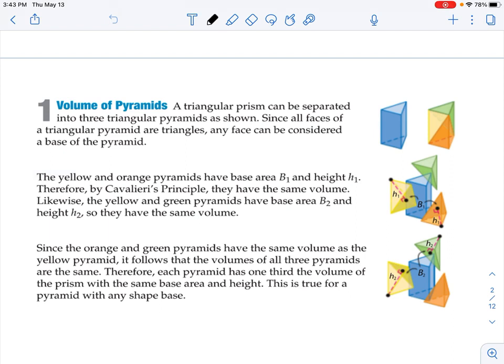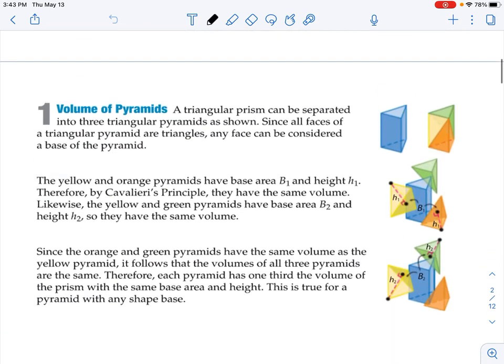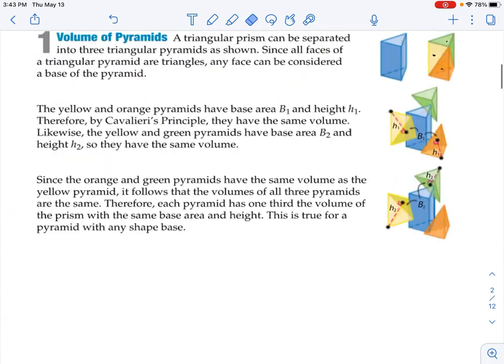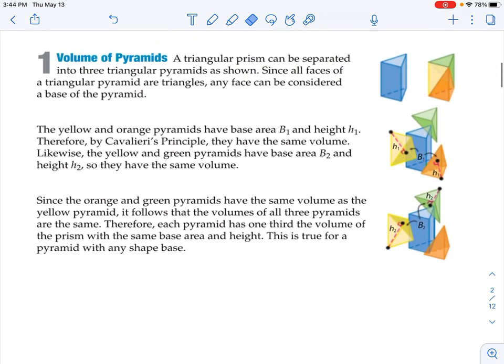A triangular prism can be separated into three triangular pyramids as shown. So we have the yellow, the green, and the orange pyramids. Since all faces of a triangular pyramid are triangles, any face can be considered a base of the pyramid. The yellow and the orange pyramids have base area B1 and height H1. Therefore, by Cavalieri's principle, they have the same volume.